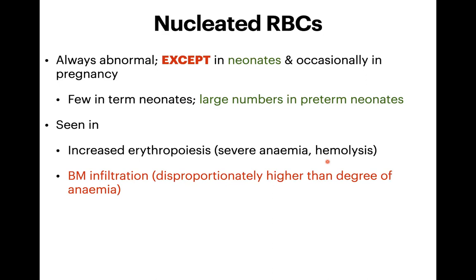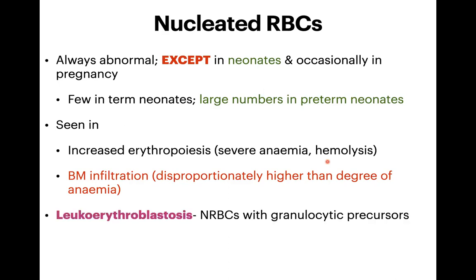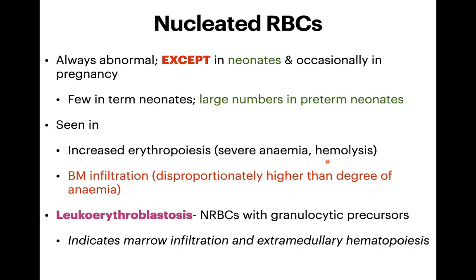But in cases of infiltration, if you are finding a normocytic normochromic anemia and the anemia is not that high, but you are seeing a lot of these NRBCs, that will indicate the presence of bone marrow infiltration. Why? Because in case of bone marrow infiltration, most of the time extramedullary hematopoiesis starts. So you will find increased numbers of NRBCs. And then there is something called leukoerythroblastosis. When you are seeing NRBCs with granulocytic precursors, this will be called a leukoerythroblastic picture, and it indicates either marrow infiltration or extramedullary hematopoiesis.